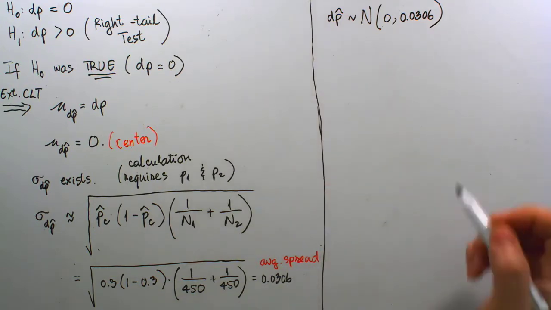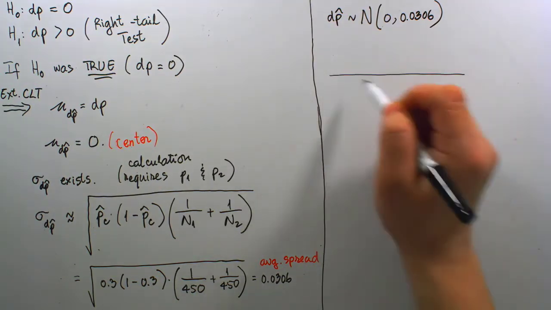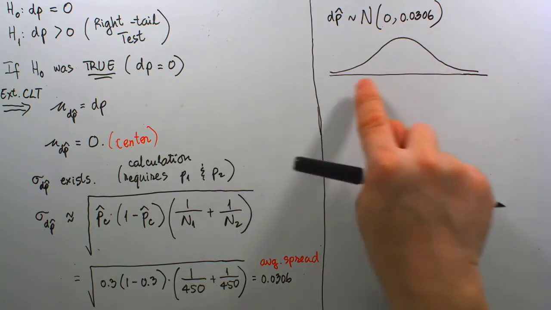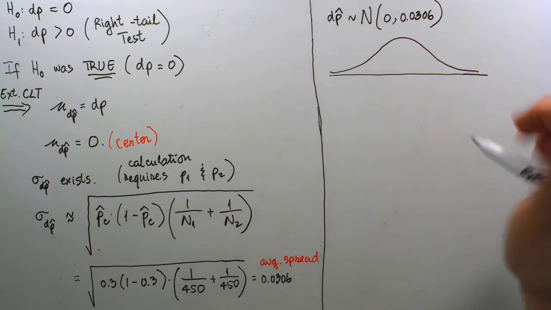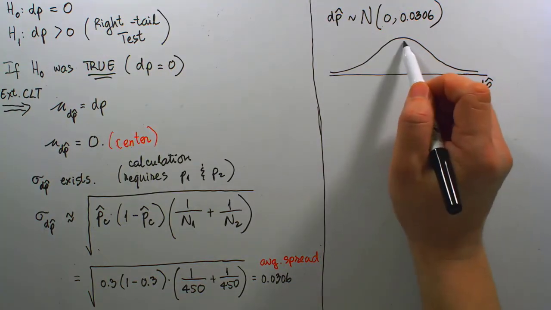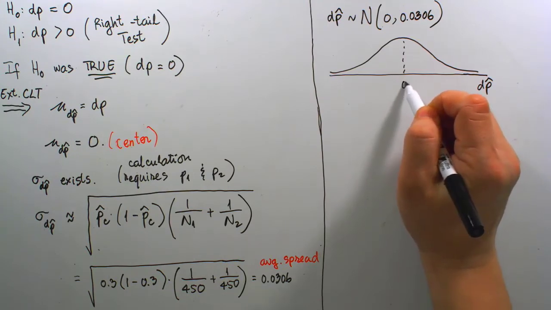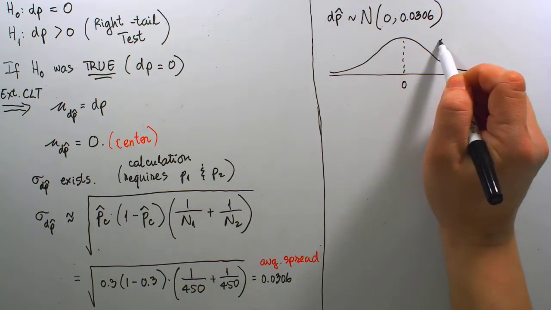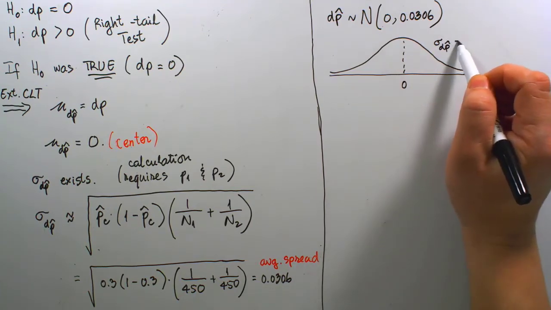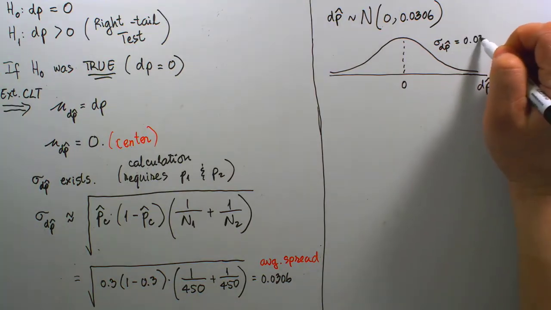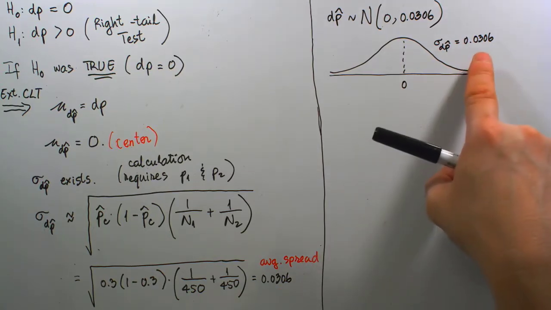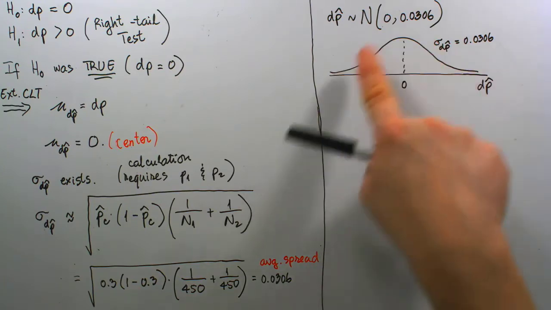In that way, now we can imagine that we have a bell curve. Any of the values placed on this horizontal line is a value of the random variable dp hat. And this bell curve has its center right at 0, and the average spread is our sigma dp hat, which we can now say is approximately 0.0306, because we have already accepted that as a good enough approximate to that sigma dp hat. So we can officially use that as our average spread on this bell curve right here.